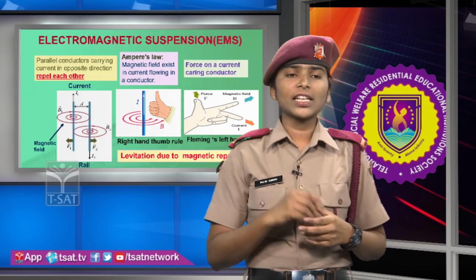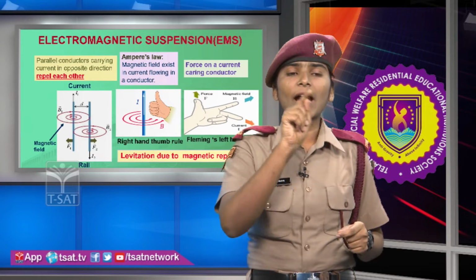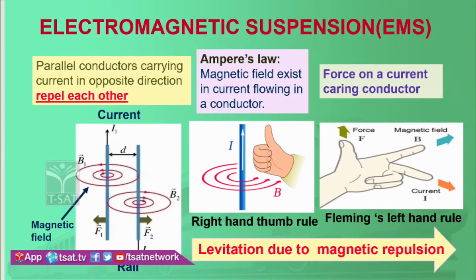Here the image clearly shows how a magnetic field is produced, the direction of the magnetic field, and the direction of current. Let me explain it clearly with Ampere's law. Ampere's law states that when there is a change in current, a magnetic field is induced. Let me explain clearly with the help of the right thumb rule.